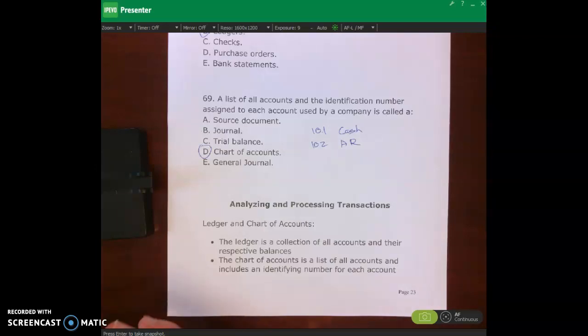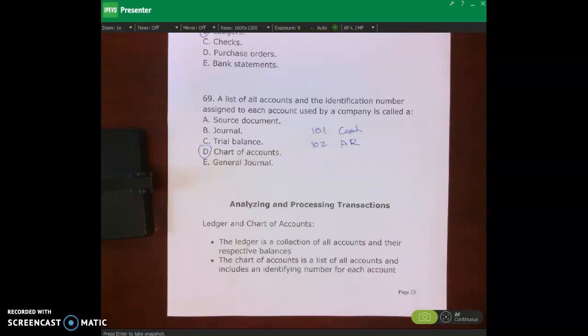So all of those, and then their respective balances, as in how much cash do we have, what is our outstanding balance in accounts payable, how much do we still owe in our accounts payable. All of those specific types of assets, liabilities, and equity accounts, and then their respective balances, that's called the ledger, the general ledger. A chart of accounts is a list of all of our accounts, so those specific assets, liabilities, and equity accounts, and then along with some identification number.